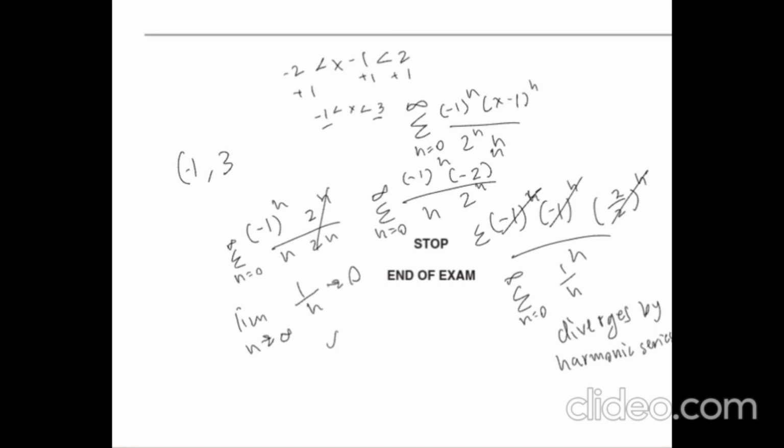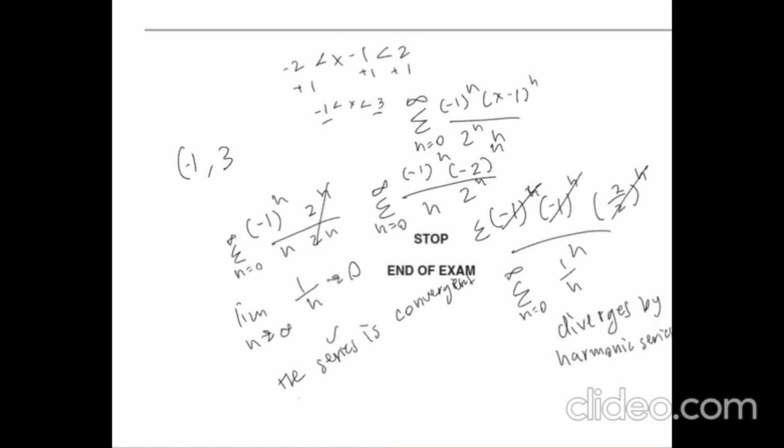So here it's 3 works because the series is convergent. If you want to be fancy, you can say it's conditionally convergent by the alternating series test, and that's all you need to do for B. So it's from -1 to 3, and that's it.